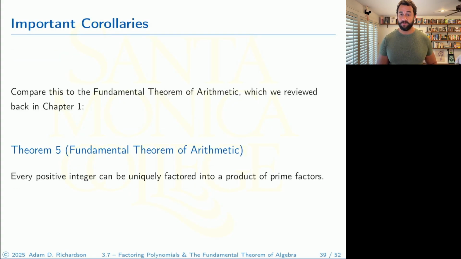Okay, other important corollaries. So, oh wait, not yet. We're going to prove that corollary in just a minute, but I wanted to take a little sidestep here. Just look at how similar this is to the fundamental theorem of arithmetic. We reviewed the fundamental theorem of arithmetic back in chapter 1, and that said every positive integer can be uniquely factored into a product of prime factors. This is the same as the statement for the fundamental theorem of algebra, but applied to polynomials. That's basically the same thing. We even call linear factors prime factors. So it's the same idea.